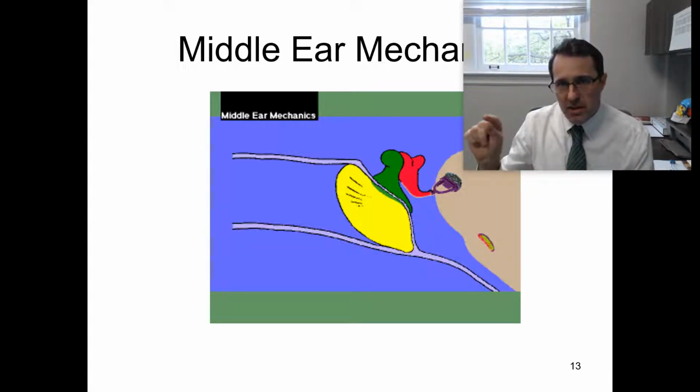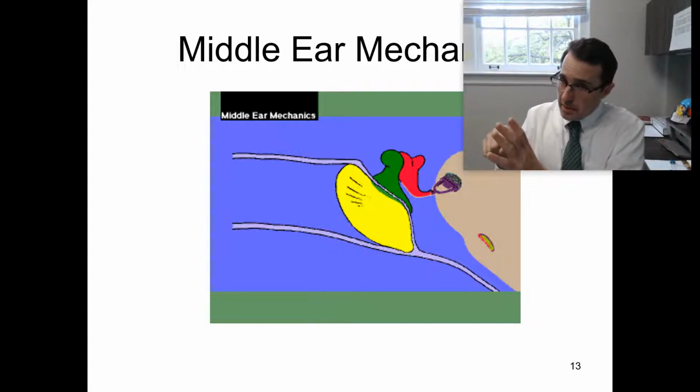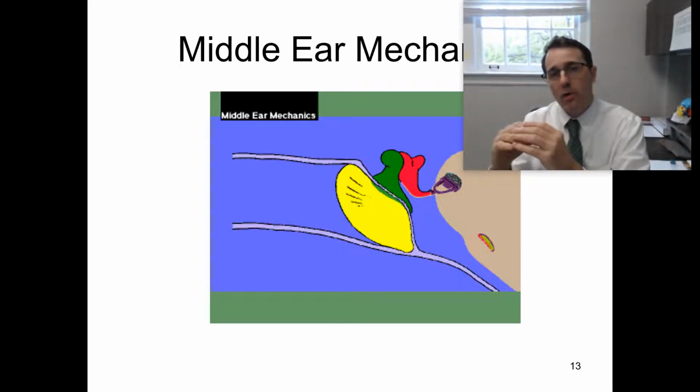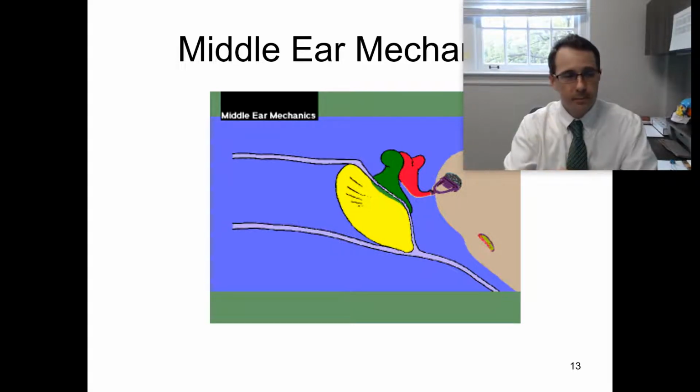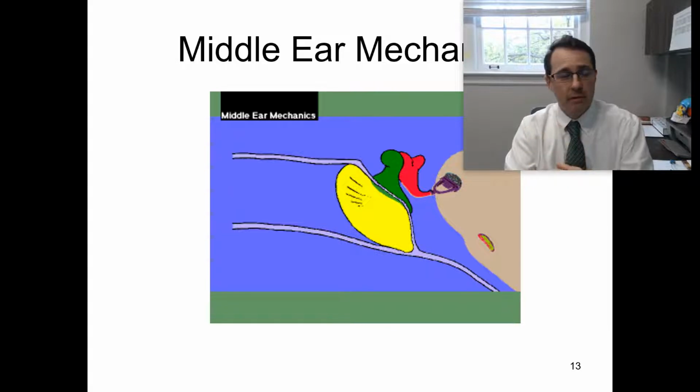And that part of the ossicular chain, that is the stapes, interacts with the cochlea. And the stapes is going to push in on what is known as the oval window of the cochlea. And that'll send a wave of vibration through the fluid of the cochlea.